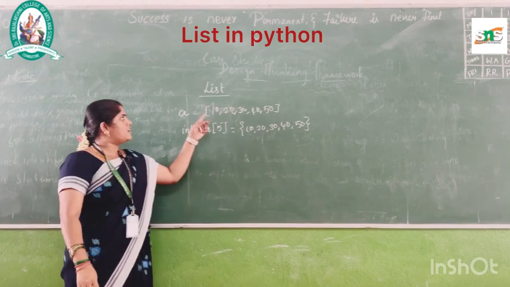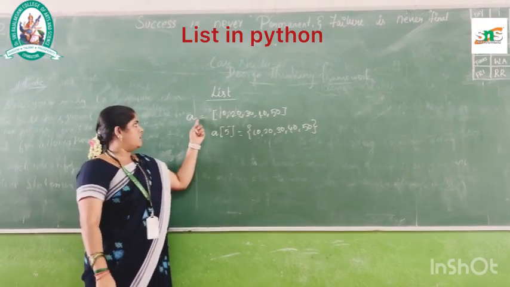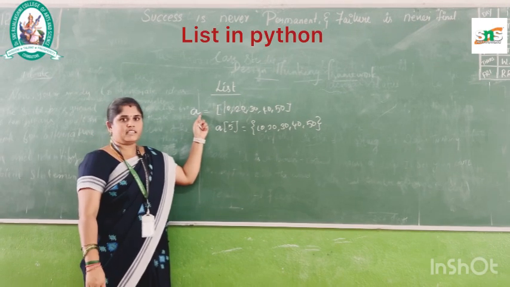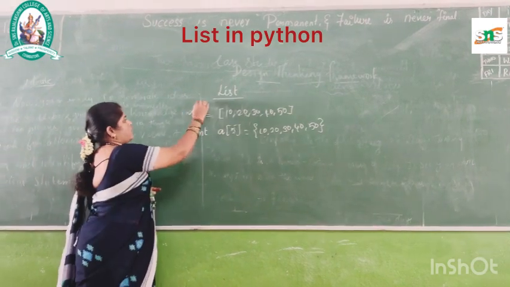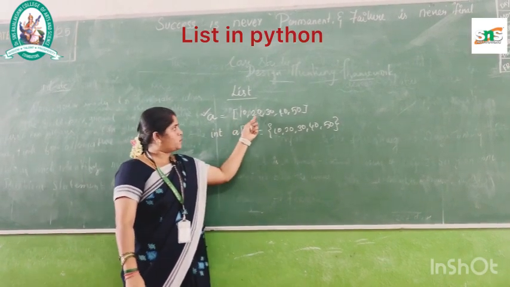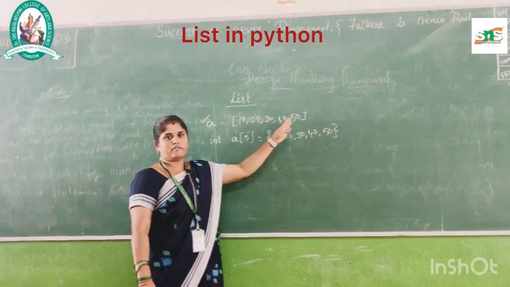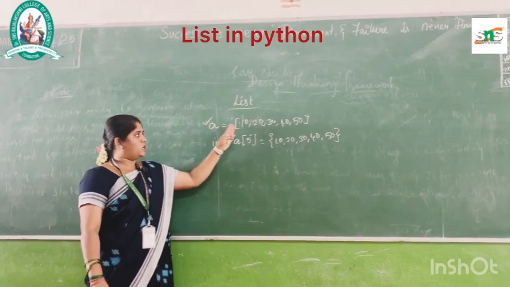But in the list concept, we don't mention any data type, and we also don't mention any size. So in list format, we write A is equal to square brackets 10, 20, 30, 40, 50. Like that only we give the values of the list.